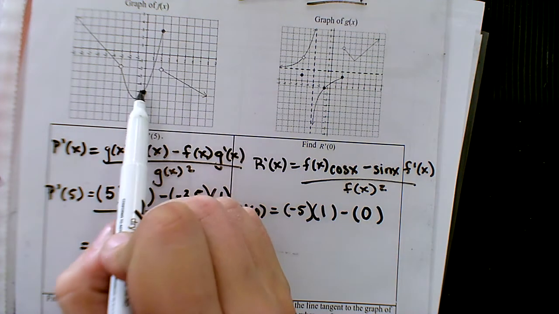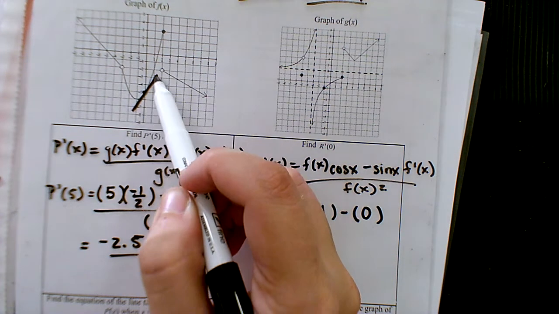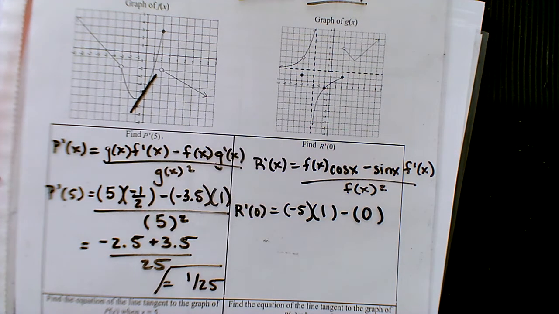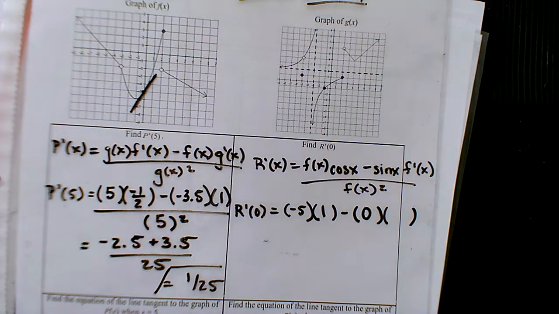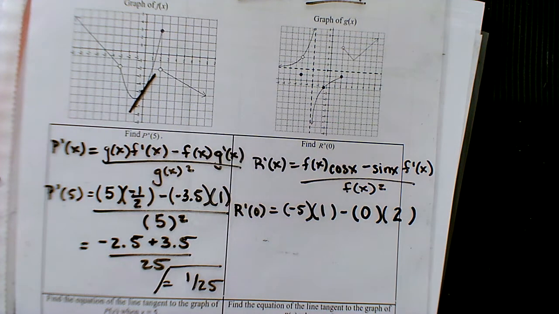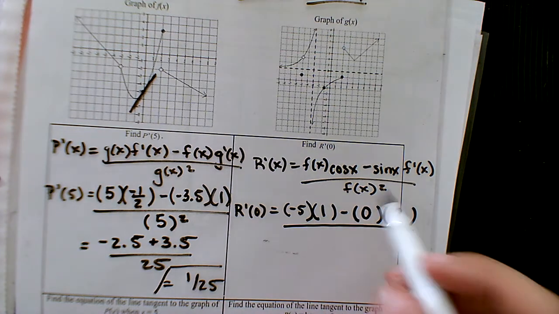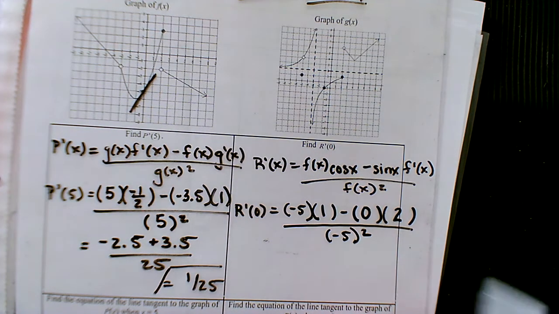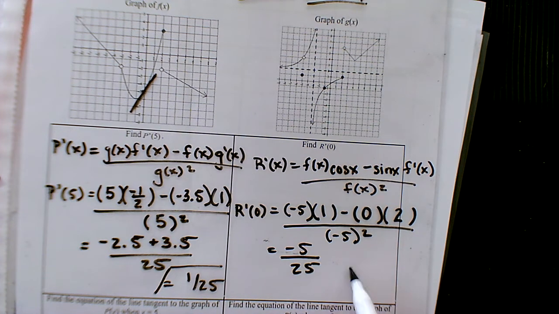So on the f graph, if you went to 0, drew in your tangent line, what does that slope look like? Can we estimate it? Yeah? Like 2. Probably 2. Notice how it really doesn't matter though, right? Because you're multiplying by 0. But at least it's a good recognition. Okay? And then f of 0 we said was negative 5, and we're going to square that. So in the end, we have negative 5 over 25, or negative 1/5.